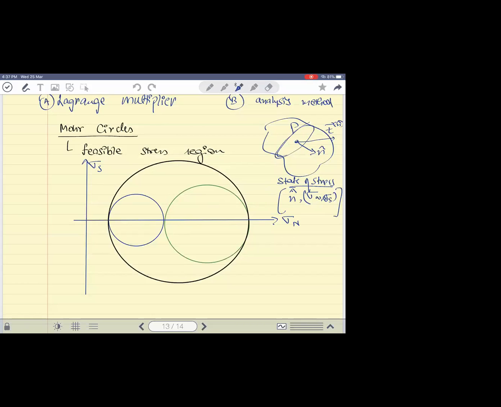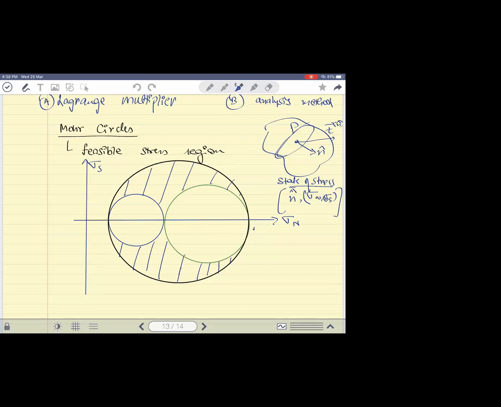Okay, so sigma n comma sigma s gives us one point in this Mohr plane, or the stress plane as we call it. So if you rotate your n hat and you plot all the values of sigma n comma sigma s, you come up with this feasible region. Okay, so there's no way you can go inside the green or the blue circles. There's no way you can go outside the black circle. Okay, so you'll stay in this shaded region, which is called the feasible stress region.